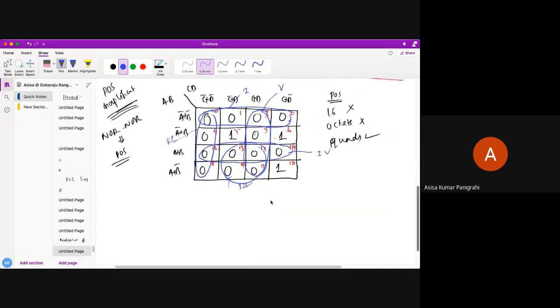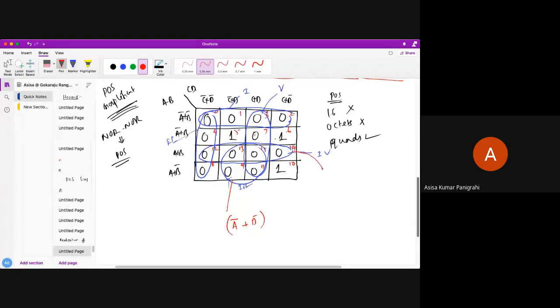Now we have to find out what is common in these 5 groups. See here what I am doing. What is common in group number three? Here A is common, so I will just write A bar. And here D is common, so I will put D bar. So A bar, D bar is the term which we got from the third grouping.